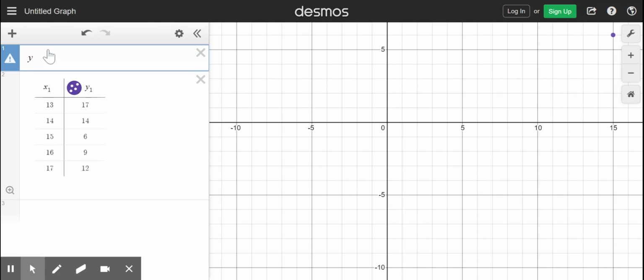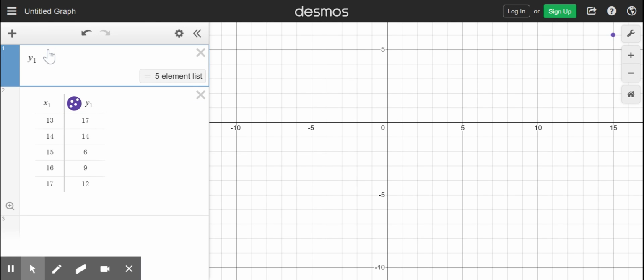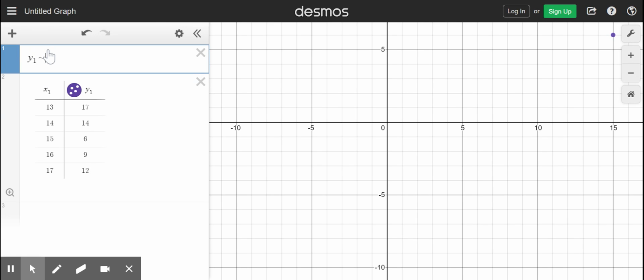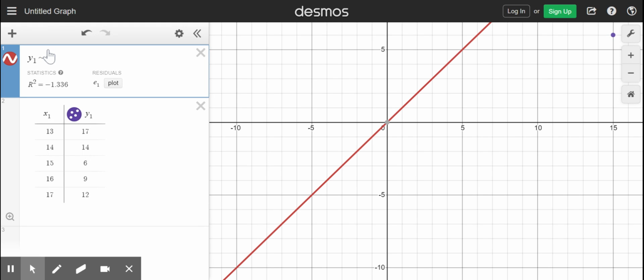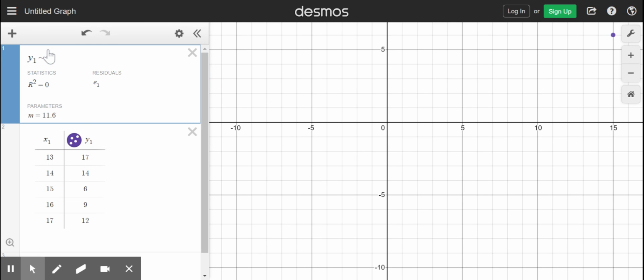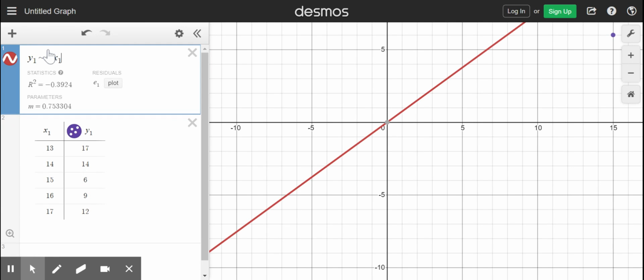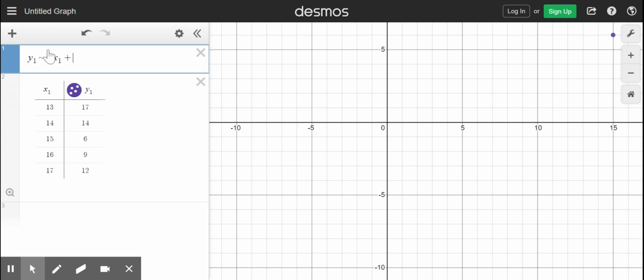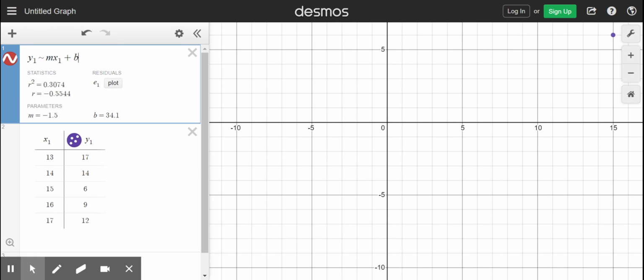So I'm going to say Y and put a 1 and put the little similar sign, which is over to the left of your number 1 on your keyboard. So you hit Shift and that. Then I'm going to put X with the little 1. So we put M, that's my slope, and then X with a little 1, and then put plus B.